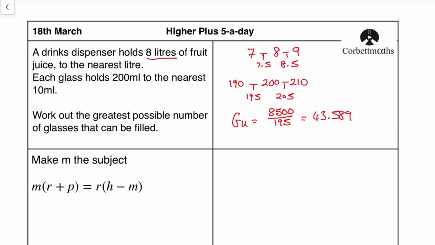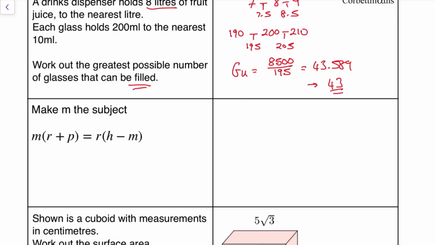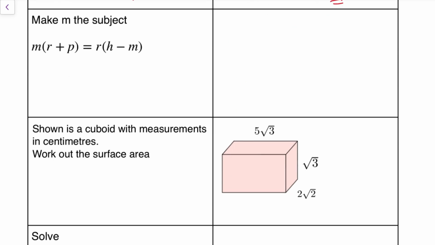What does the question say? Work out the greatest possible number that can be filled. So filled is going to tell me my answer is going to be 43. Good question. Nice question. Next one. I think we've seen one like this before, haven't we?